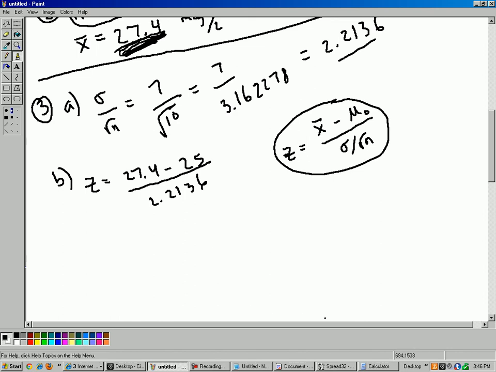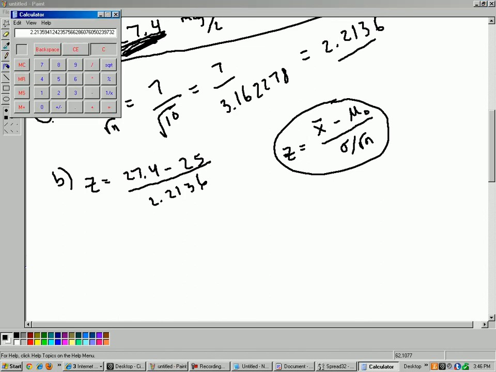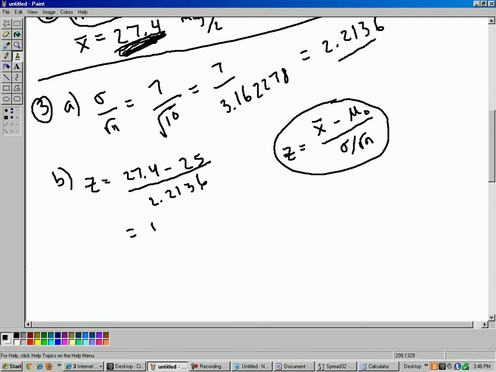Okay, so anyway, let's do that calculation. Let's clear out the old thing here. 27.4 minus 25 equals 2.4. Divide that by 2.2136, 1.08. All right, so z equals 1.08. Well, almost for sure I'm going to end up accepting the null here. But step 3, let's go ahead and go through the routine here. So get your p-value.